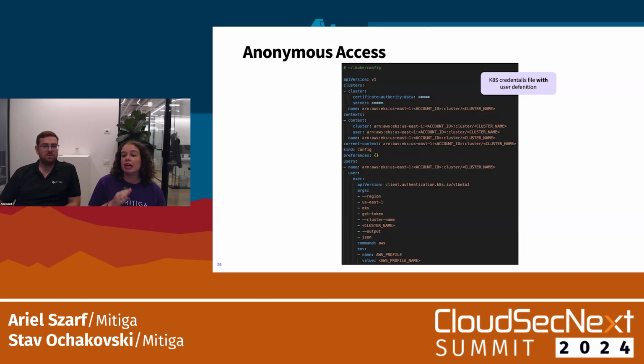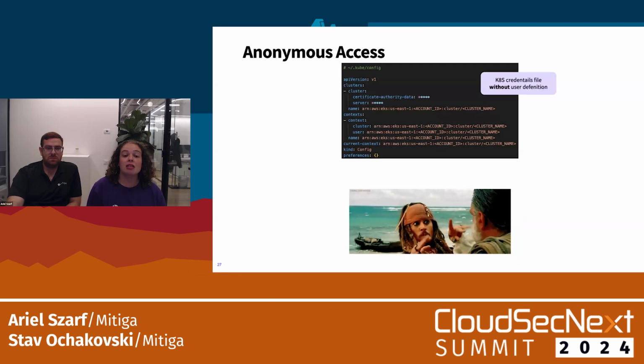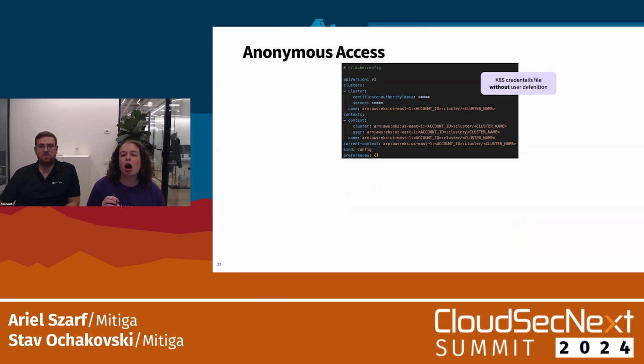Alternatively, if we want to connect to the cluster without specifying a user, we can omit the user section in the kubeconfig file. This results in an anonymous connection. Kubernetes, including EKS, commonly allows some level of anonymous access by default. While this isn't inherently a major security concern, it does mean that RBAC becomes the primary line of defense. A single misconfiguration could lead to a significant risk, especially if your cluster is exposed to the internet.